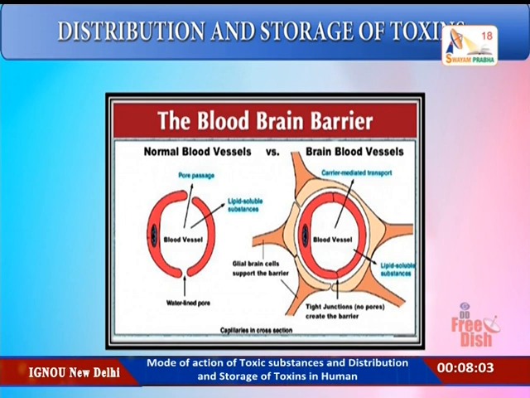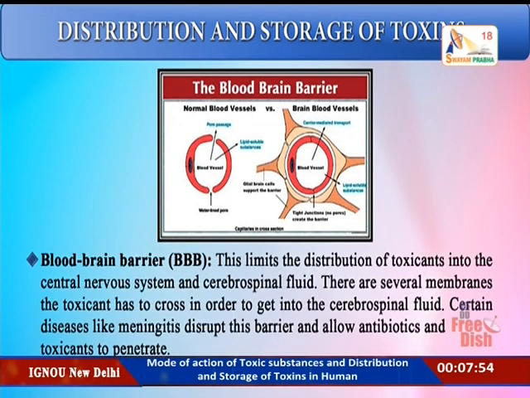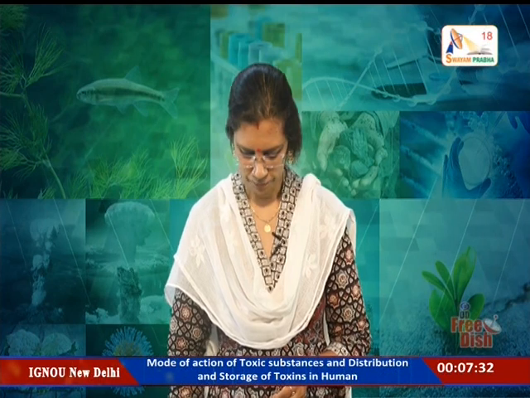So that means that a toxicant has to have so much potential that it has to cross this BBB, the blood-brain barrier. So this blood-brain barrier is limiting the distribution of the toxicant into the central nervous system as well as the cerebrospinal fluid. There are several membranes the toxicant has to cross in order to get into the cerebrospinal fluid. Certain diseases like meningitis will disrupt this barrier and can allow even the antibiotics and toxicants to penetrate. That is why heavy metals like, for example, lead can easily penetrate the BBB and cause neurotoxicity.